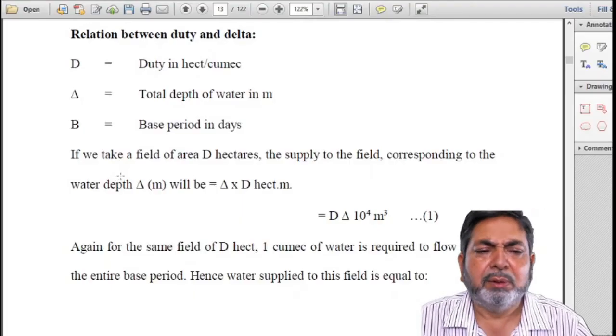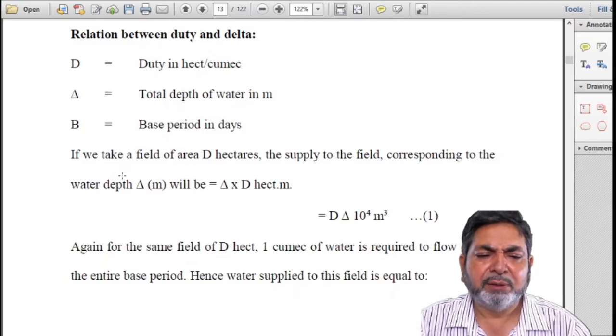So this was all some theoretical background regarding the water requirement of crops. After that, we will move to the numerical portion, and the first topic of the numerical portion will be the relation between duty and delta. So now I will derive a relation between duty and delta so that you may understand this concept.